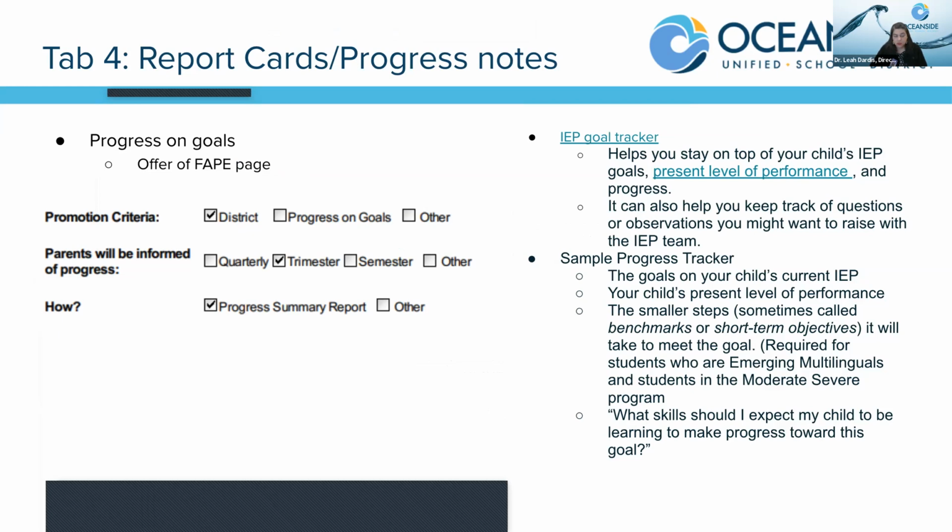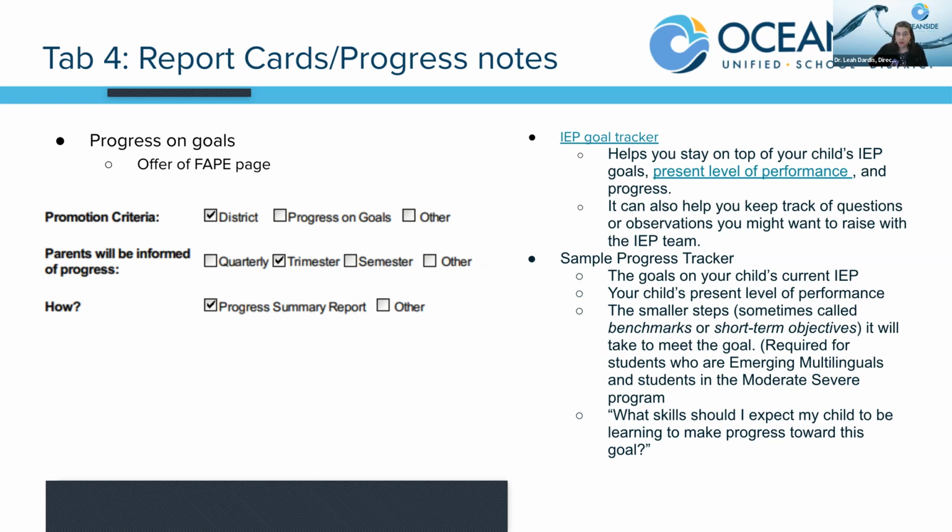So right now, this particular child is being notified on a trimester. Their parents will be notified on their progress on goals every trimester, and it's a progress summary report. And this child needs to follow the district's promotion criteria. This could be different for every student, and that's why we have these options. And so when people say, well, how often do we notify our parents of progress? I can't give a very overarching answer and say we all do it the same way, because it's individualized for each child.